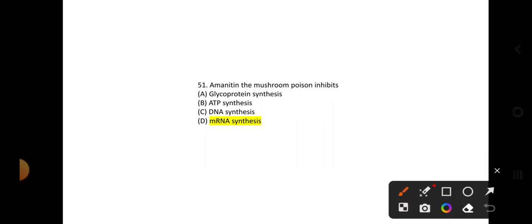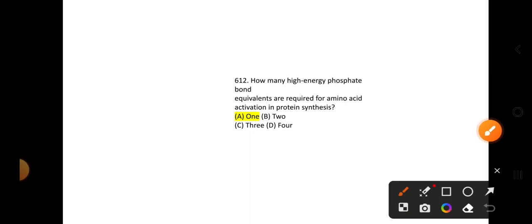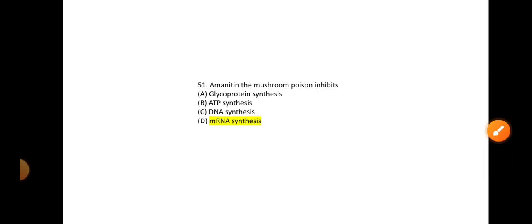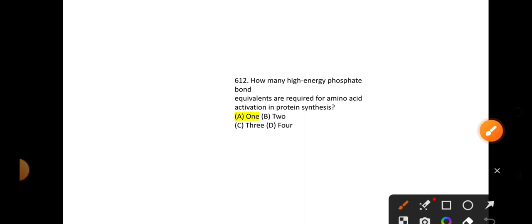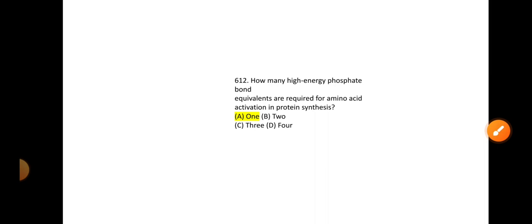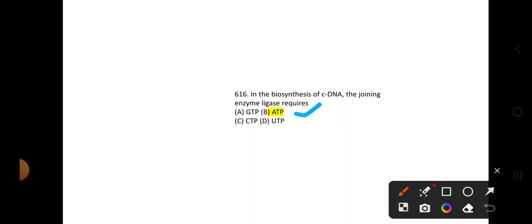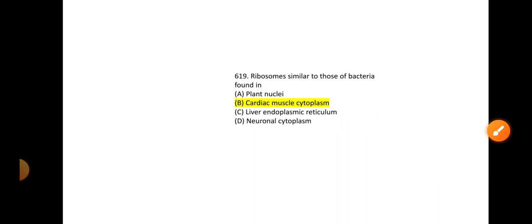Amanitin, the mushroom poison, inhibits mRNA synthesis. And how many high energy phosphate bonds are present in protein synthesis? So this will be your question number 52. So only one is utilized for amino acid activation, like the initiation part. In the biosynthesis of cDNA, joining enzyme ligase required. So ligase always requires ATP because it is the most abundant.